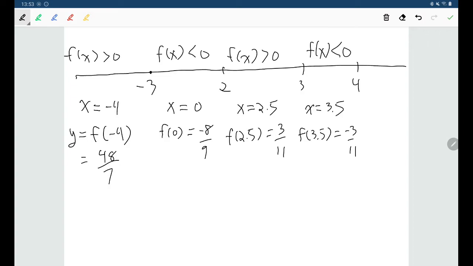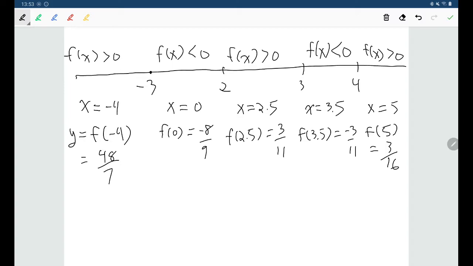And then finally, for the last part, to the right of 4, I chose an x value of 5. We can find out what f of 5 is by putting 5 into our function. And our function has a y value of 3/16. So in this interval, f of x is greater than 0.